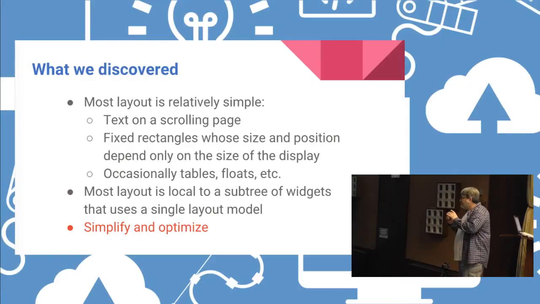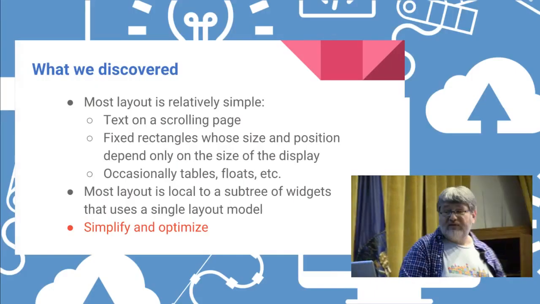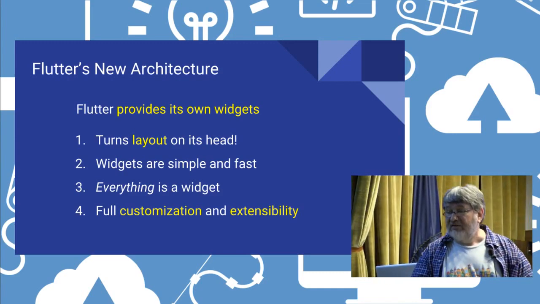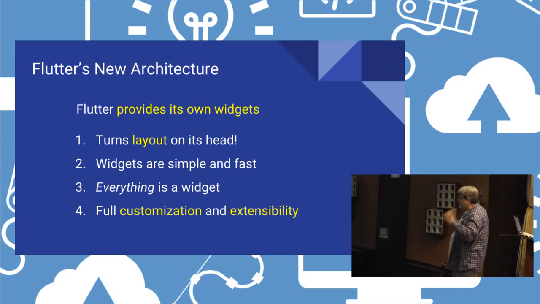All right. They also found that most layout is localized to a specific subtree of your widgets, right? So it doesn't really need to be global. You can actually just have layout that only applies to a small tree of widgets. And they use these facts to simplify and then optimize the layout engine to get a really fast layout engine. And so in order to do this, they invented a new architecture for layout. And because of this, they could not use the built-in widgets. So they could not use iOS or Android widgets, and they could not use WebView widgets, obviously.